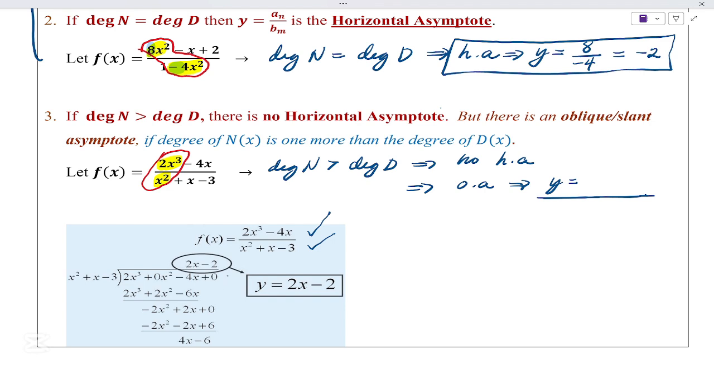So you will use long division: 2x cubed minus 4x divided by this denominator will give you a quotient which is 2x minus 2. This quotient is your oblique asymptote. So y equals 2x minus 2. That is the oblique or slant asymptote for this function.